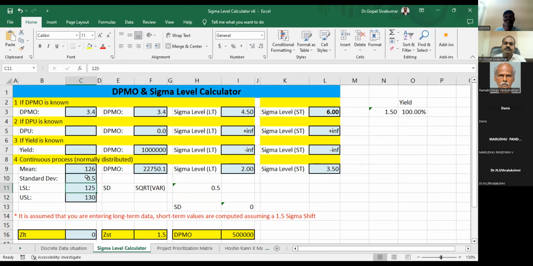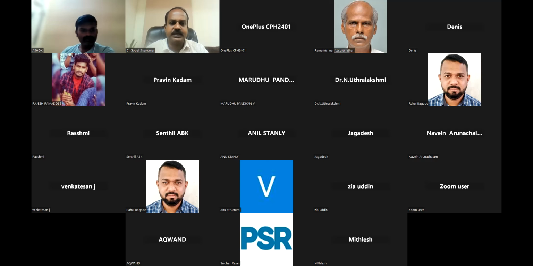Little tricky, but not difficult. We know standard deviation is square root of variance. So they have given variance, assuming that you know the meaning of variance, right? So you convert the variance into standard deviation and apply here. Now, once I apply, the DPMO automatically comes. Long-term sigma level is 2. Short-term sigma level is 3.5. Now you check whether similar numbers are there in the options.